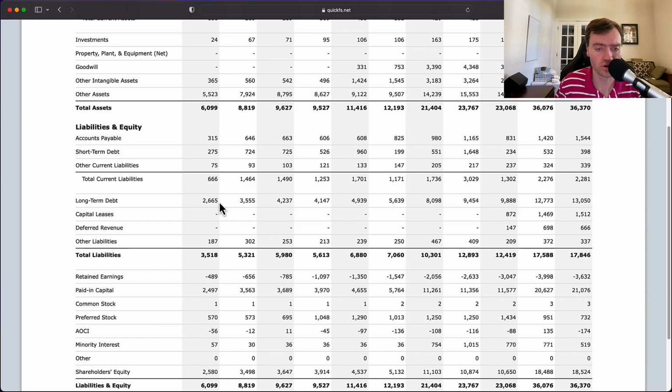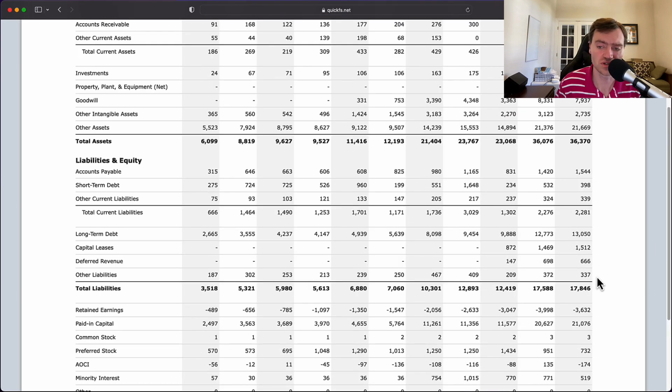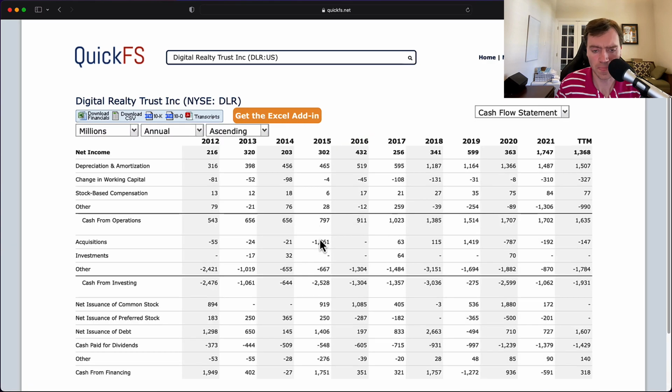Yes, you tripled your earnings, but you 4x'd your debt, and that's where things start to get in trouble, because you can't do that forever. And as interest rates start to rise, this company could get in trouble. Let's look at the cash flow statement. Yeah, you can see these acquisitions here, which are taking place.